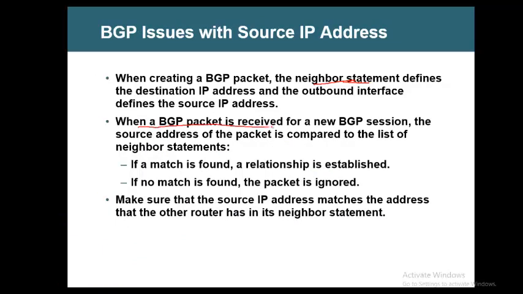When a BGP packet is received for a new BGP session, the source address of the packet is compared with the list of neighbor statements. If a match is found, the relationship is established. If no match is found, the packet is ignored. So what we need to do is make sure the source address matches with the address that is mentioned in the neighbor statement of the other router. Very important. The source address needs to match with the address of the neighbor statement.